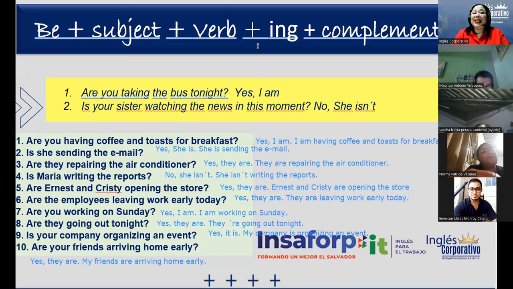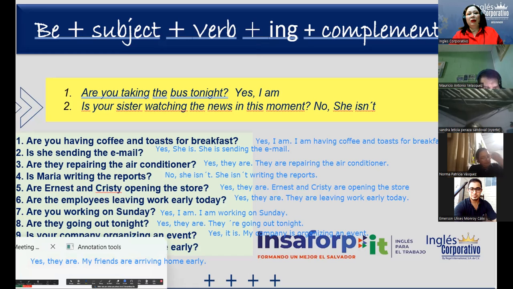Okay, this is the way to structure the present progressive, and is used to express ongoing activities. We can use it to say the actions that are happening at the time that I'm speaking. And also, it's not that the ongoing activities are for right now. Maybe they are going to happen in a certain future, okay? In a near future. So this is the usage that we may notice with the present progressive, okay? I will stop sharing.